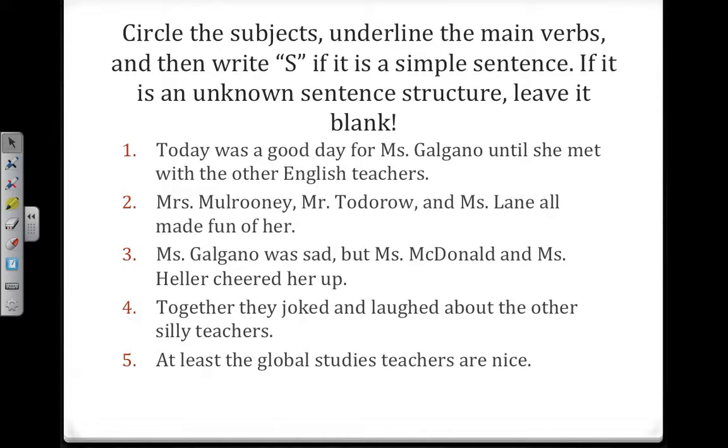What I want you to do now is to go through these 5 sentences, circle the subjects, underline the main verbs, and in that label column over on the left, write S if it is a simple sentence. Not all of those sentences are simple sentences. So if you have realized that there are multiple sets of subjects and verbs in that sentence, that's an unknown sentence structure. Leave the label column blank. Only label the sentence as S if it is a simple sentence. Pause the video. Once you have finished labeling your sentences, come back to check your answers.